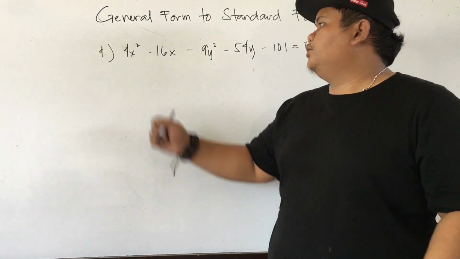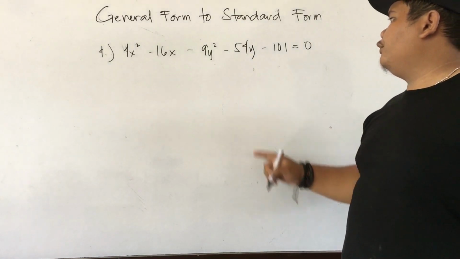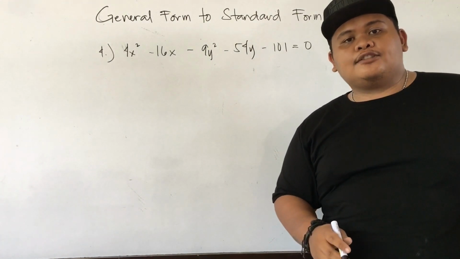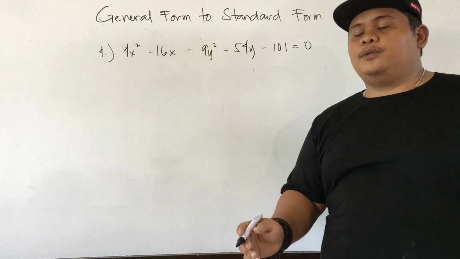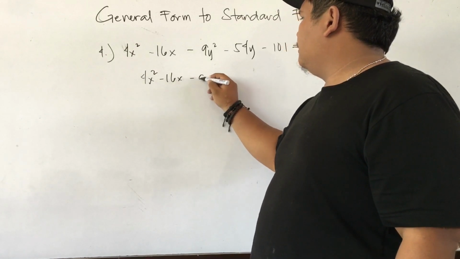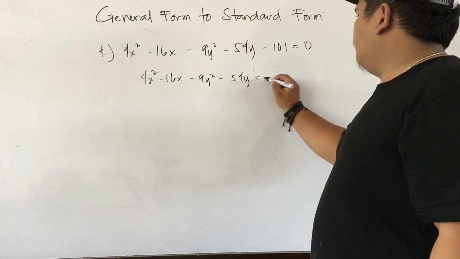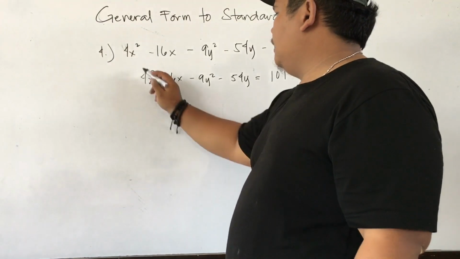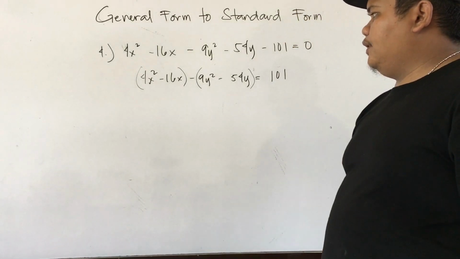Okay, for number 4, we have 4x squared minus 16x minus 9y squared minus 54y minus 101 equals 0. So first, we're going to regroup all the terms with x variables and y variables and isolate those terms without variables. So we have here 4x squared minus 16x minus 9y squared minus 54y equals 101. Next, we are going to enclose that in parentheses.